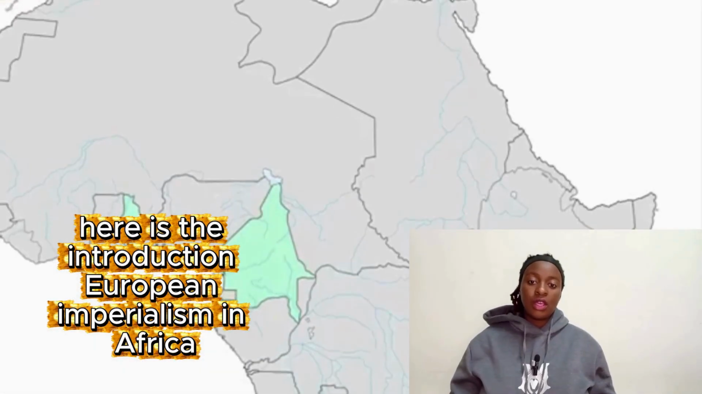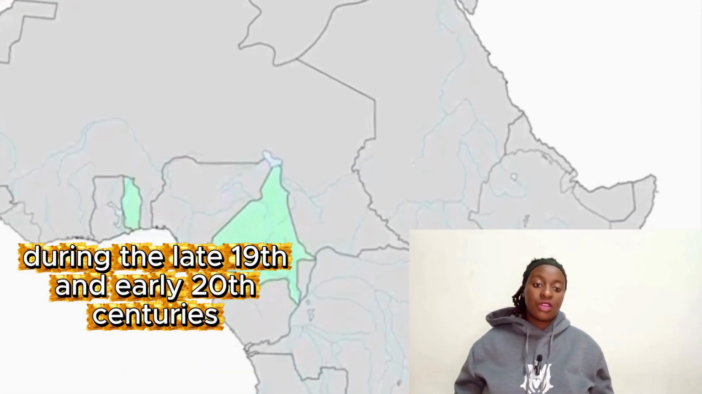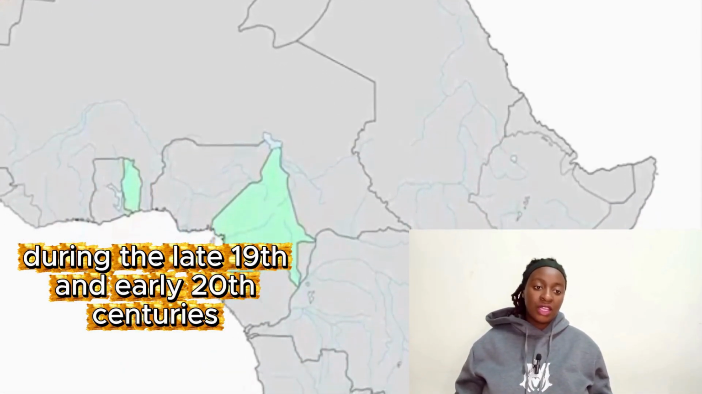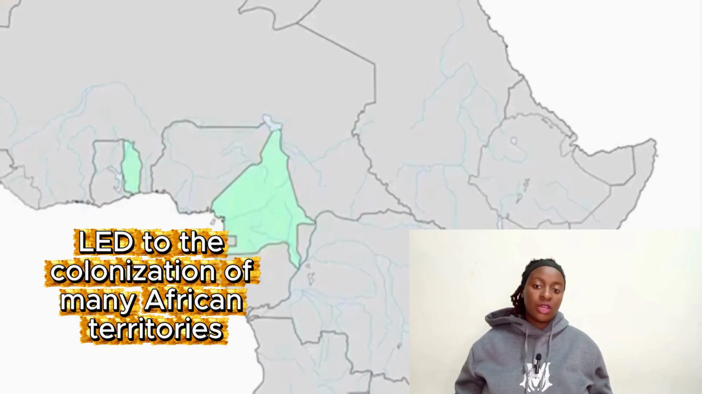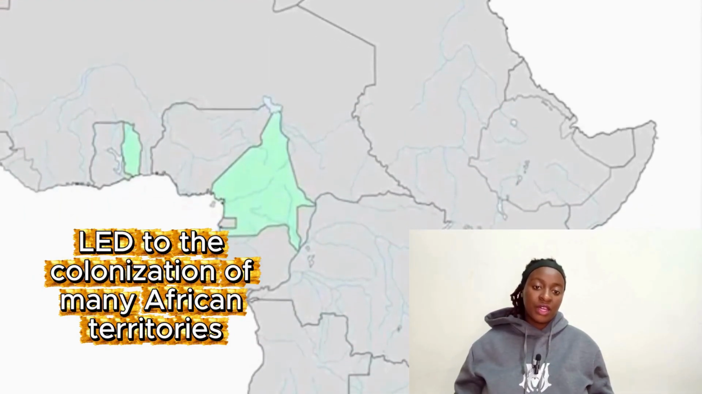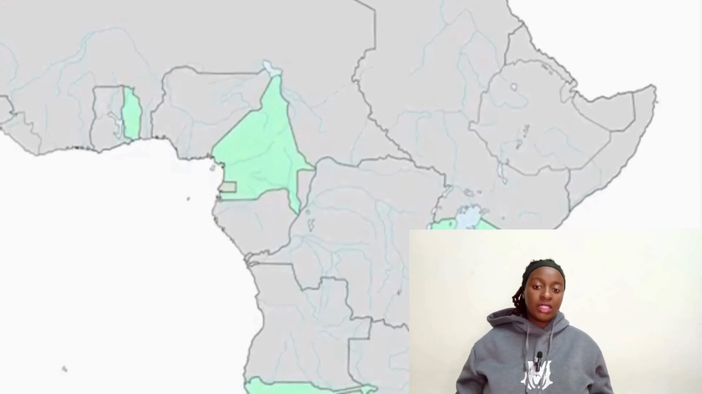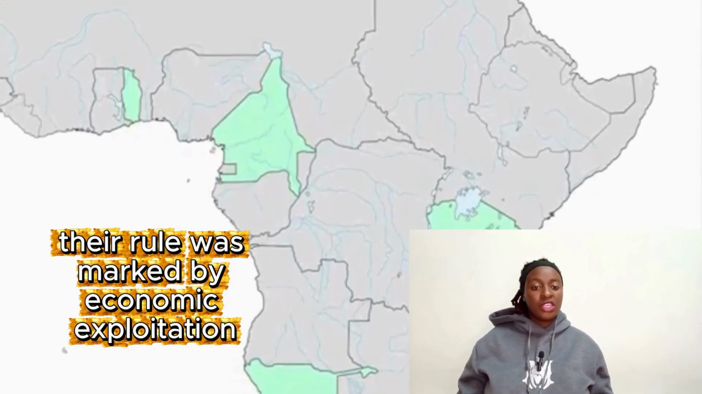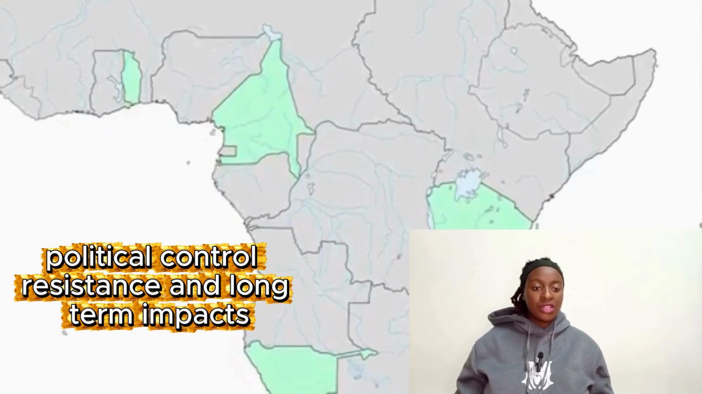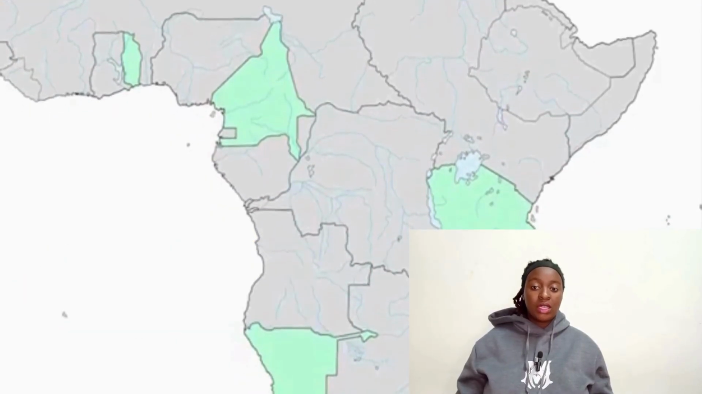Here is the introduction. European imperialism in Africa during the late 19th and early 20th centuries led to the colonization of many African territories by powers such as Germany and Italy. Their role was marked by economic exploitation, political control, resistance, and long-term impacts.